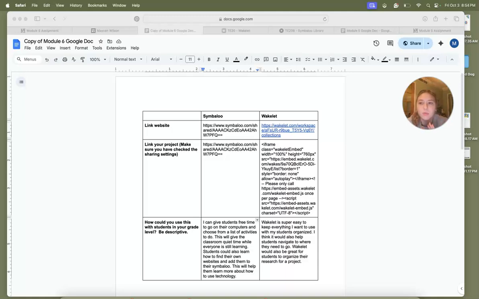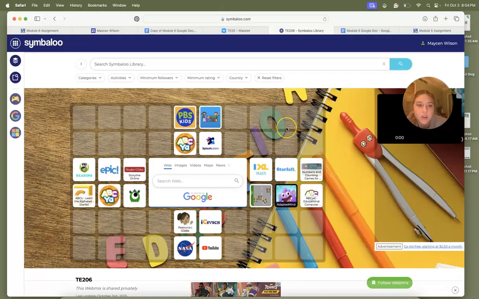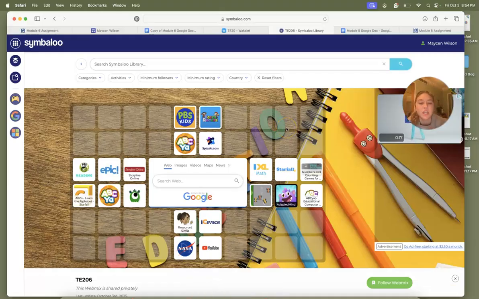Hello, today I will be going over our Module 6 assignment. We went over the Symbaloo and the Wakelet. So, let's start with my Symbaloo. I created, again, I'm aiming for kindergarten.